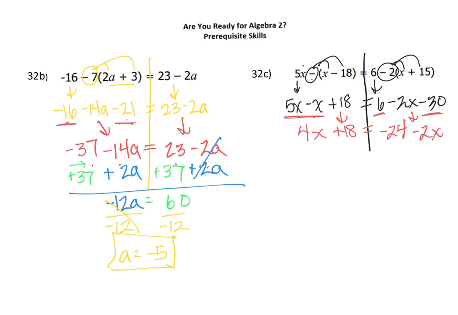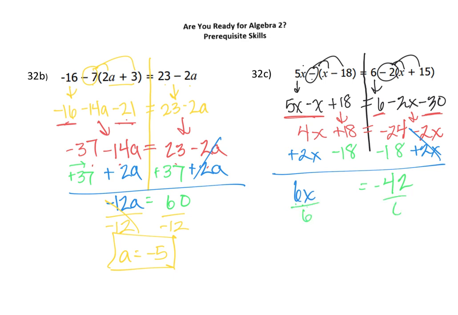Now that there's two terms on both sides, I'm going to get x's on the left, so I have to add 2x to both sides, and I get 6x. I want to push those constants to the opposite side, so I need to subtract 18, and I get negative 42, I believe. And so because 6x, we're saying 6 times what equals negative 42, we can find that out by dividing both sides by 6, and we get x equals negative 7.